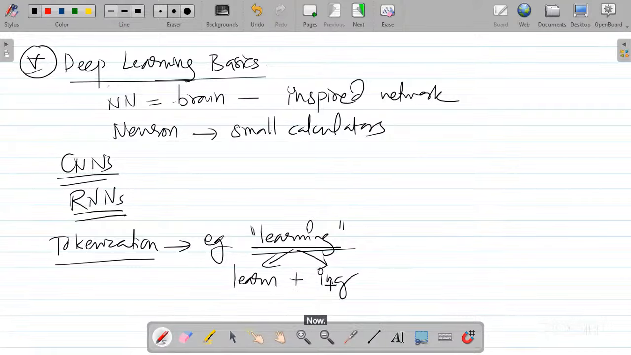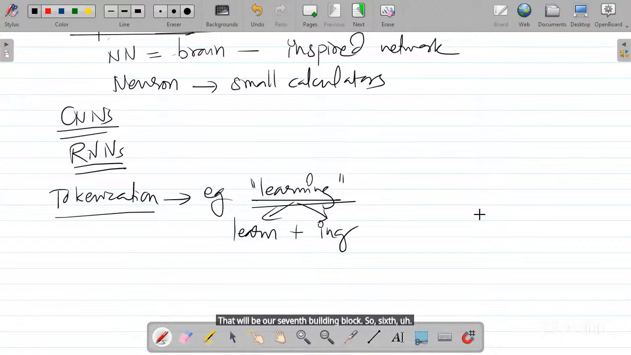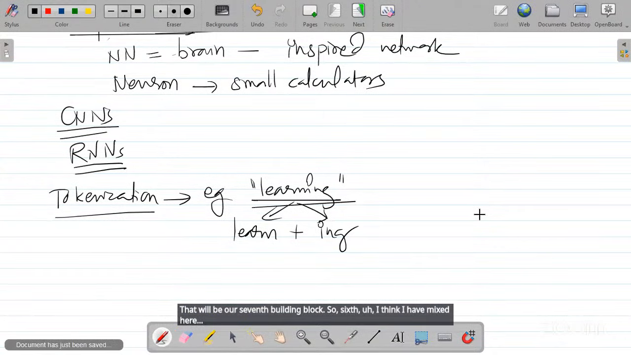Now to understand this, we need to work on large language models, right? So NLP, yes, that was the next point, that NLP comes into the picture here. That will be our seventh building block. So sixth, I think I have mixed up here. The sixth one was transformers. Yes.